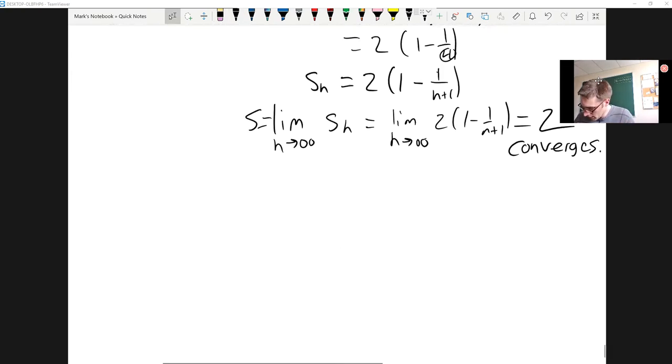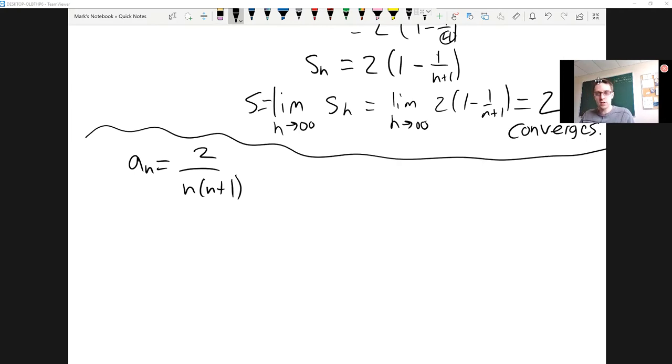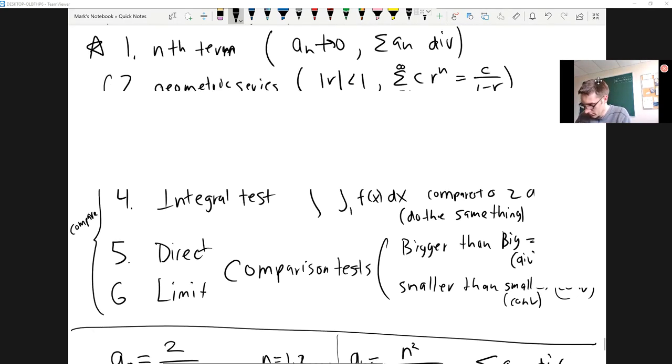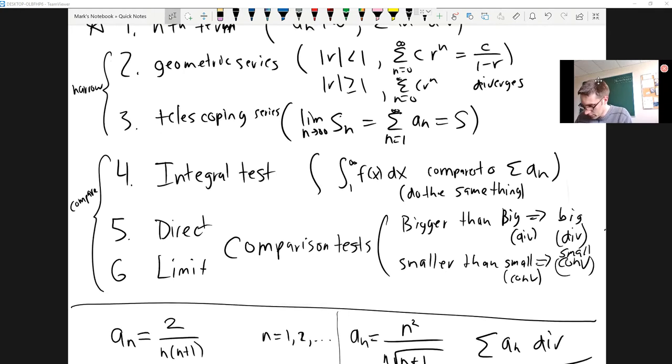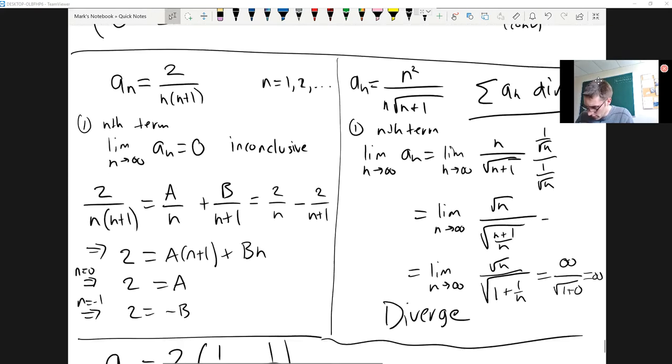All right, so we'll go back to the original series. We had a_n was 2 over n times n plus 1. And we want to be able to apply a test, and we convinced ourselves that geometric series were out, the nth term test was inconclusive, and maybe we didn't recognize that it was telescoping. What is our next option? Well, after that, we have the integral test, we have the direct comparison test, and the limit comparison test. And actually, any of those tests could be successfully applied here. Let's go with the integral test.